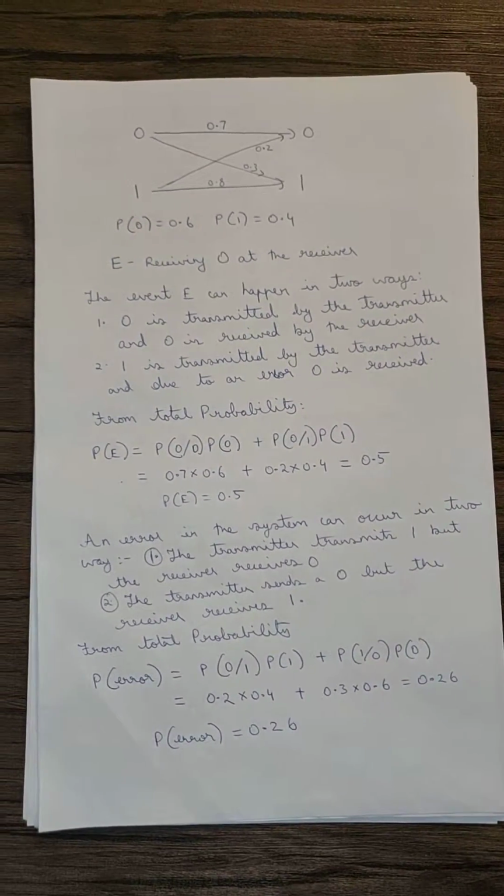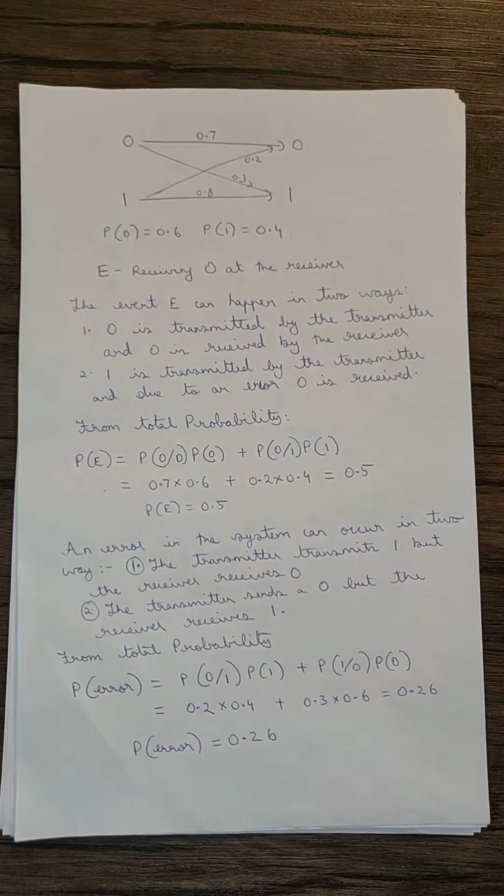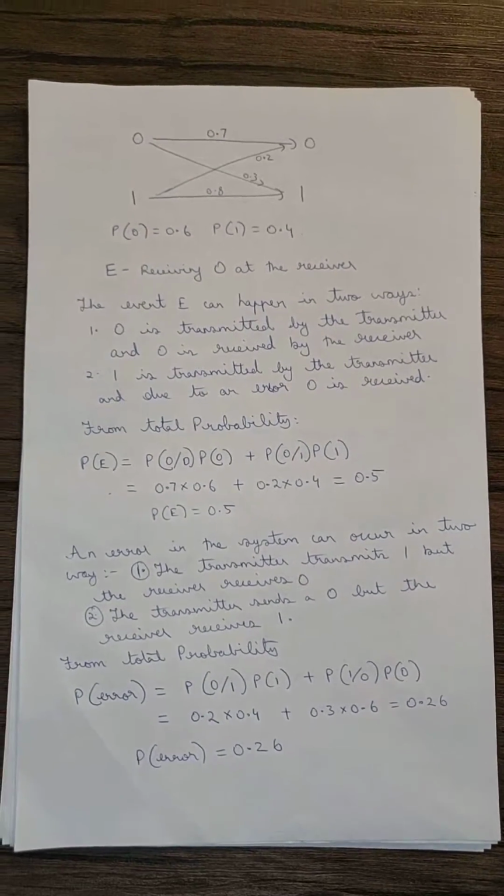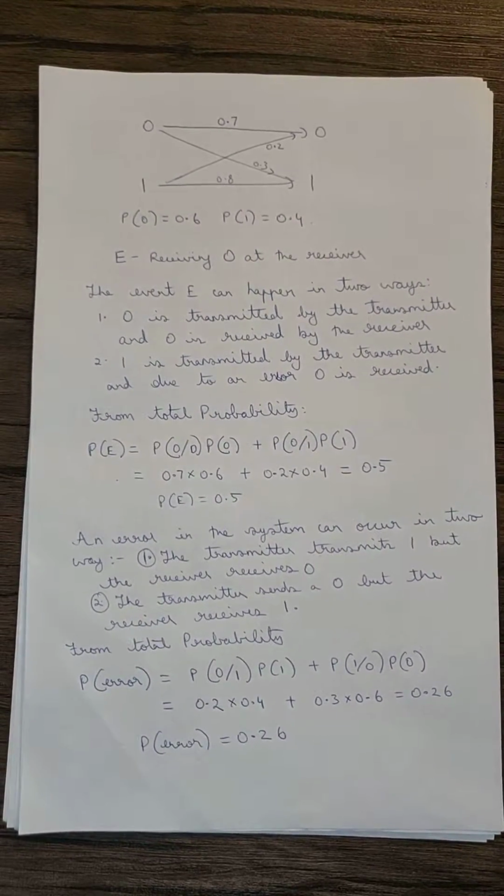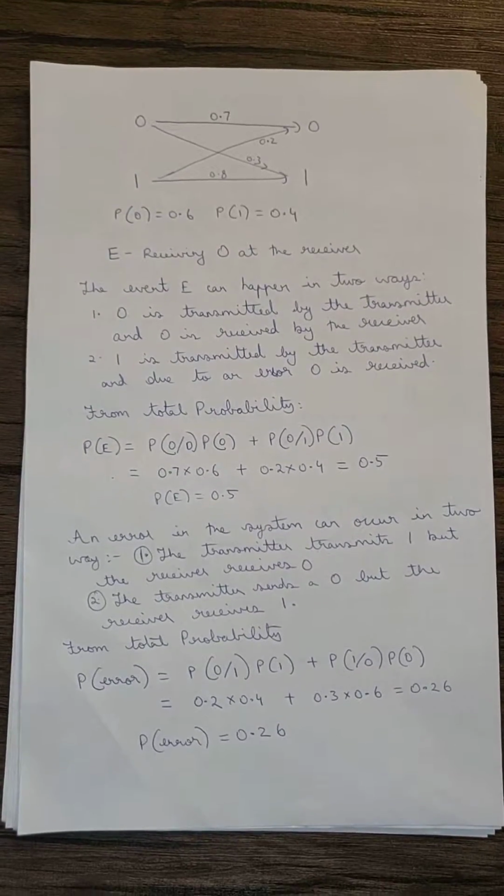So similarly, the probability of 1 being received will also be 0.5 because the sum of these two probabilities must be equal to 1.